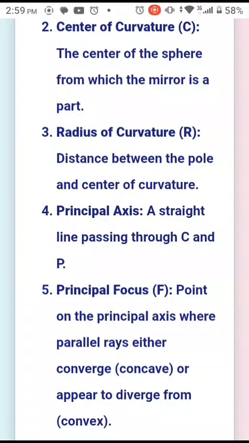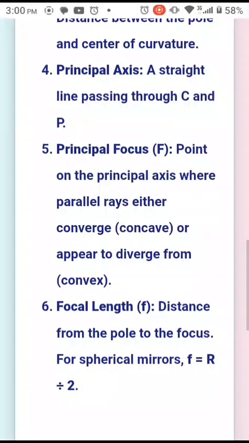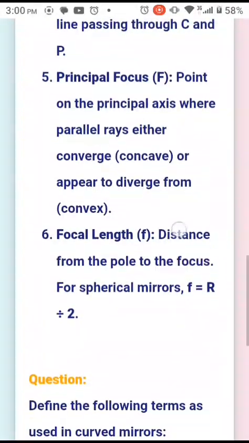Principal focus, F, the point on the principal axis where parallel rays either converge, for a concave mirror, or appear to diverge from, for a convex mirror. Focal length, f, the distance from the pole to the focus. For spherical mirrors, f equals R divided by 2.